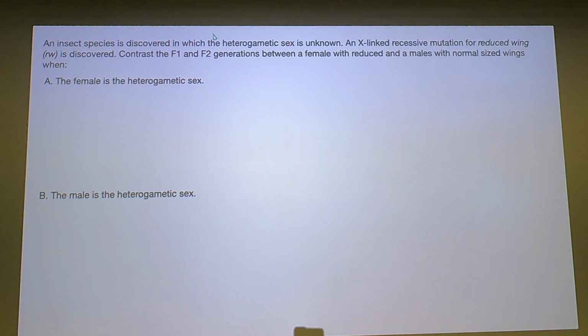Okay, so we got an X-linked recessive mutation, which causes reduced wing. We are now going to ask, using just purely genetics, we're not going to cheat and do the Nettie Stevens thing of squishing cells and counting chromosomes. We're going to do this with pure genetics. So contrast the F1 and F2 generations between a female with reduced and a male with normal-sized wings.